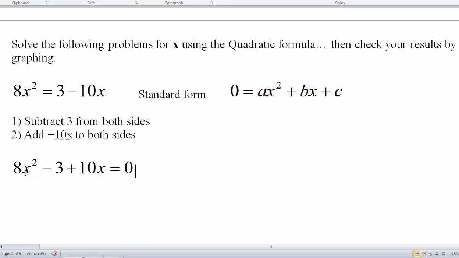We have 0 equals ax squared plus bx plus c, and maybe I should even rearrange this order. I think this looks better. The order doesn't matter, whether I have the 10x first or last, but I want to stay in this form, ax squared plus bx plus c. So you can see my a is the 8, my b is the 10, and my c is the -3.